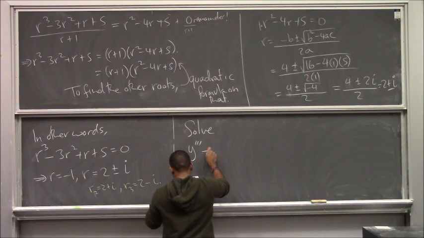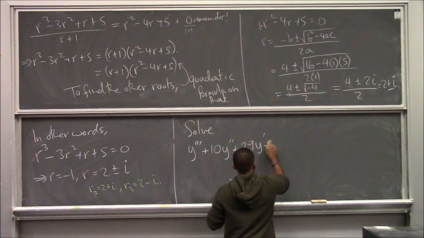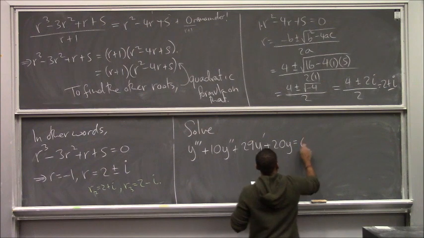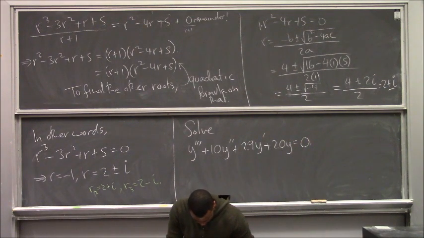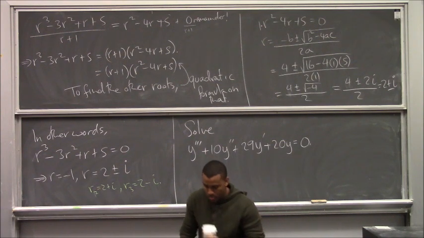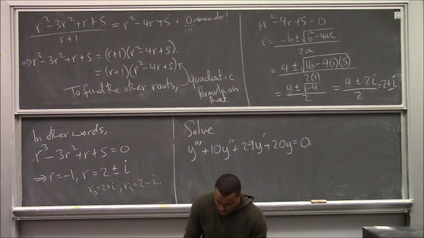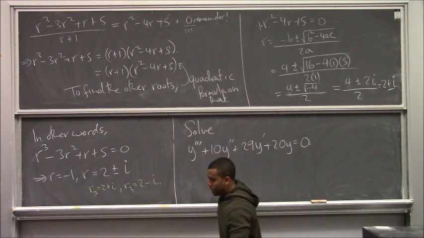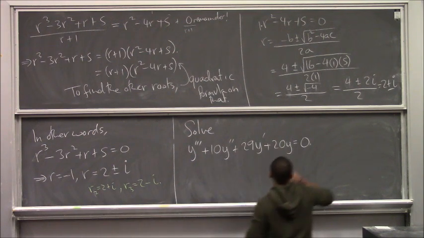y triple prime plus 10y double prime plus 29y prime plus 20y equals 0. I'll give you 5 minutes. Hurry up. Make sure you try it so that if you have any issues in executing this, you can ask me right now before we move on.